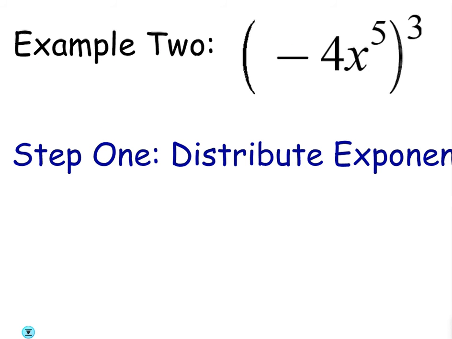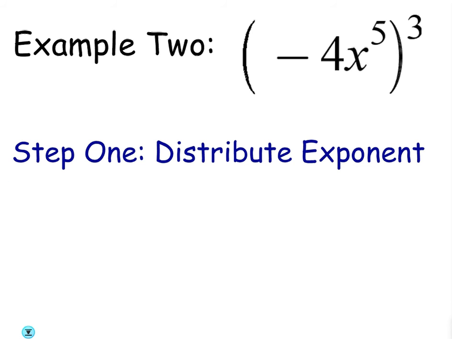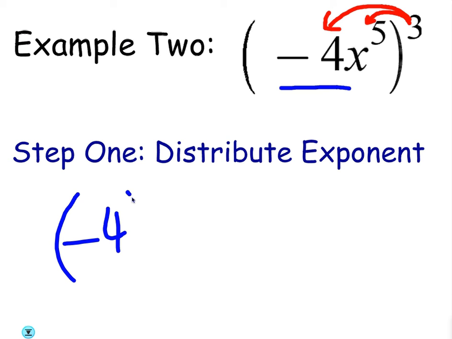So for this one, we have negative 4x to the 5th, all cubed. Again, the first thing we're going to do for each of these is just draw this out. Now here's the thing, the 3, or the cube, is being distributed to a negative 4, guys, okay? So it's going to look like negative 4 being cubed.